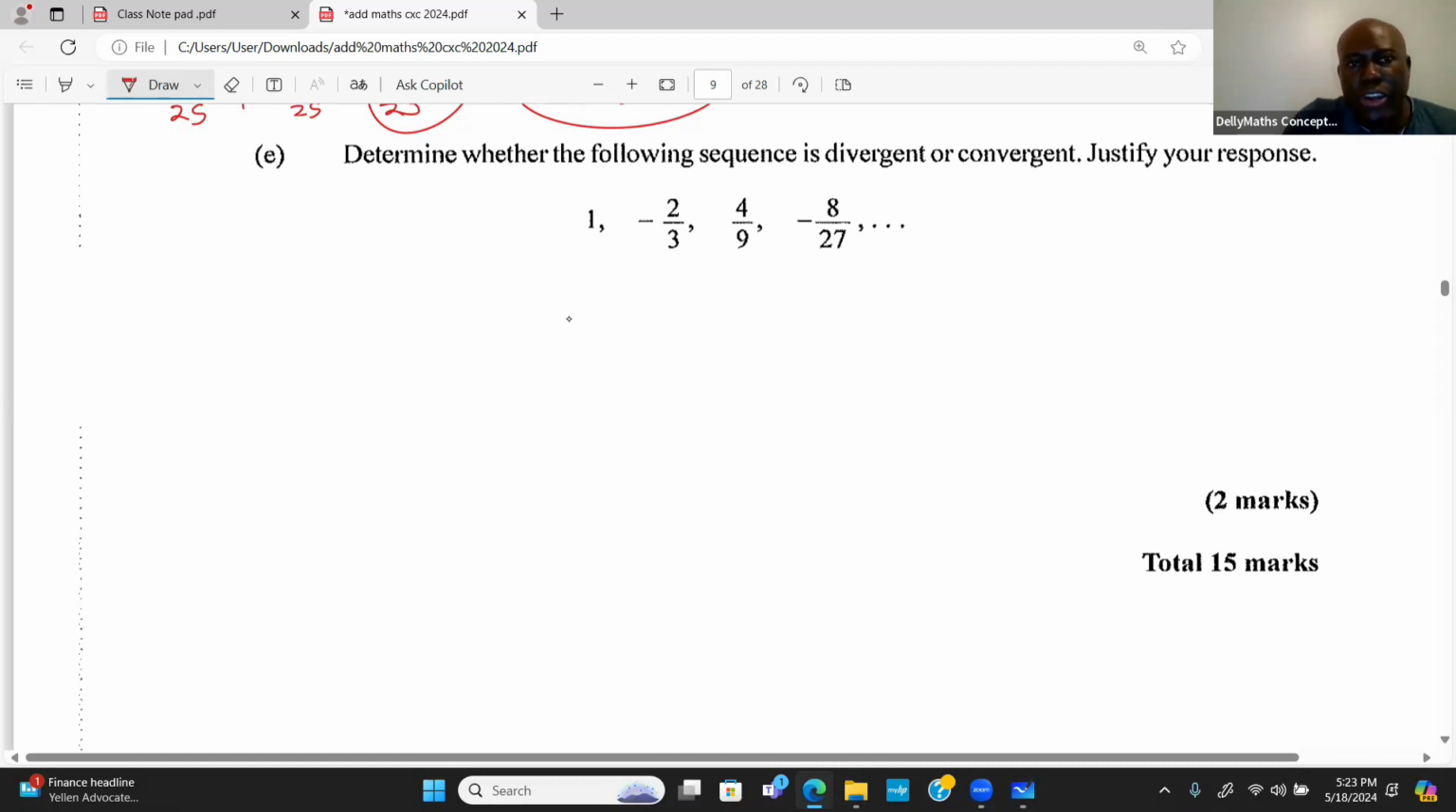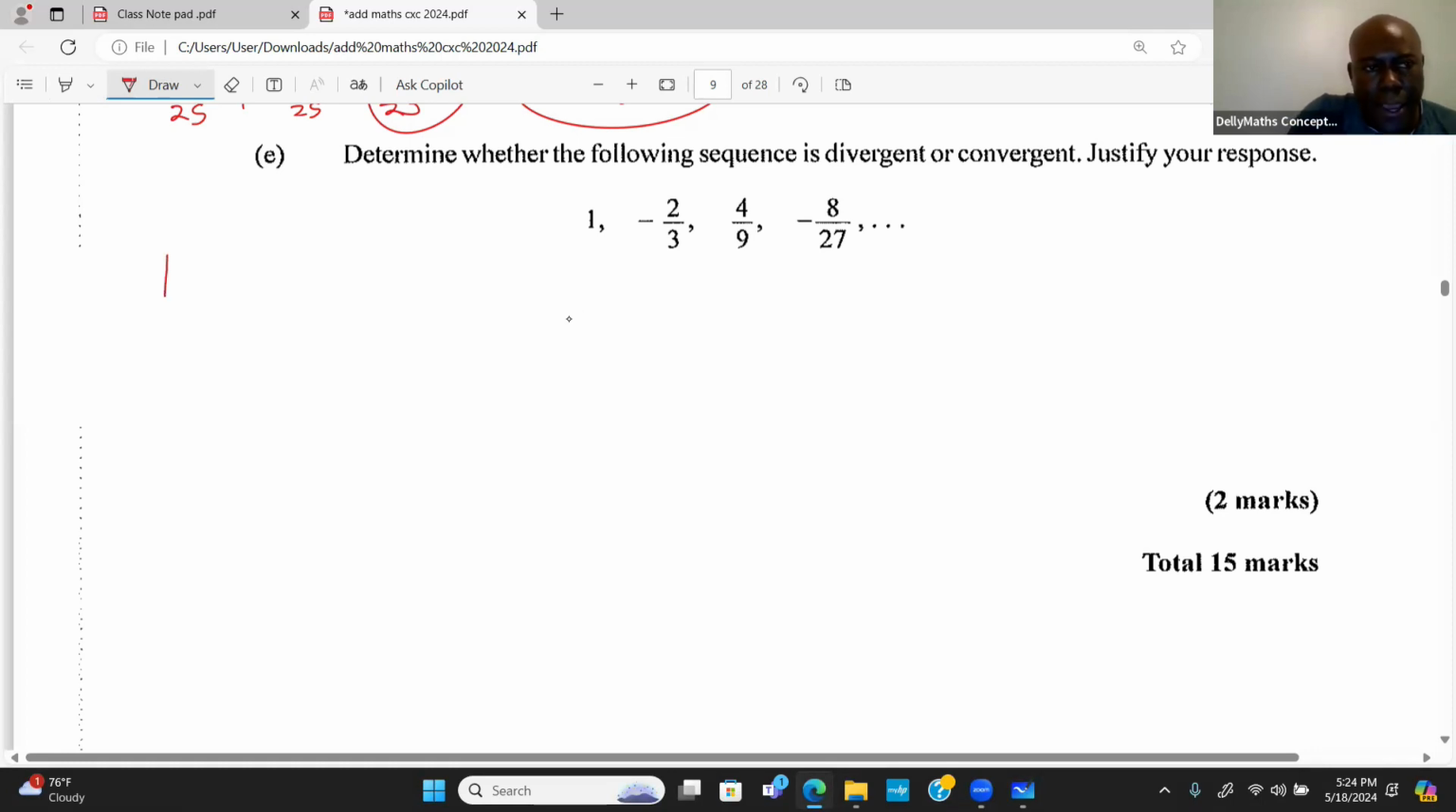Next question. Determine whether the following sequence is divergent or convergent. What do we know about when it is convergent? When you work out your ratio, the common ratio between these terms. You could see that it's a negative ratio. It's changing. Can you see positive, negative, positive, negative? So it's going to be a negative ratio.